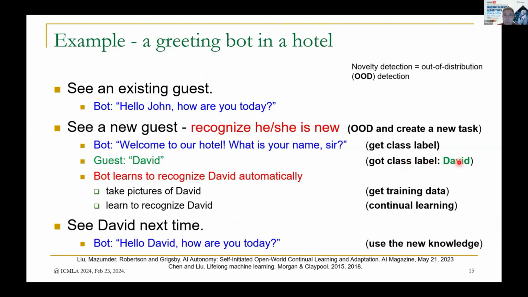Then you can see the bot gets the class label, which is David, and presumably the bot has cameras, right? It can take some pictures, some more pictures, probably go left and right a little bit to see the full image of this person and learn to recognize this person. Then you have the training data, which is essentially the ground truth training data. And then we incrementally learn to recognize this person called David. Next time when the bot sees David, it just says, "Hello, how are you today?" So he becomes a known person.